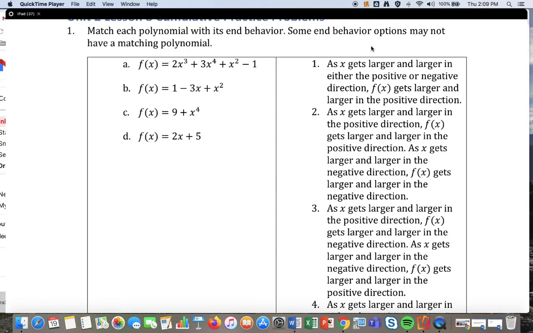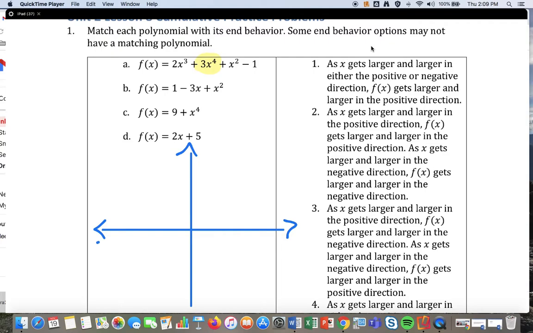F of x is equal to 2x cubed plus 3x to the fourth plus x squared minus 1. First off, I notice that 3x to the fourth is my leading term because that has the highest degree, and it's positive, and the degree is even. And with even numbered degrees, the graph is going to have end behavior that is the same on both ends. In other words, as x increases left and right, positively and negatively, f of x, or the function, is going to go in the same direction.